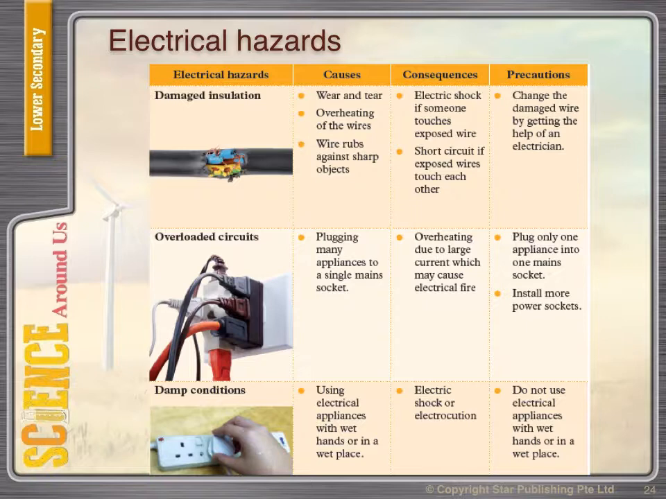Okay, the last one is called damp condition. Damp condition is very common when, for example, after bathing or after using the basin, your hand is wet, and you start to touch other appliances, such as the light switch. Because your body becomes low resistance, it will cause an electric shock. So try not to touch appliances with wet hands. Dry your hand first, or else you will get electrocuted.